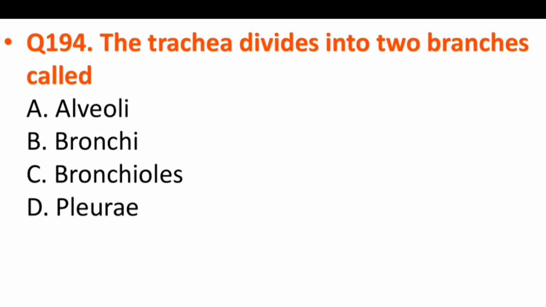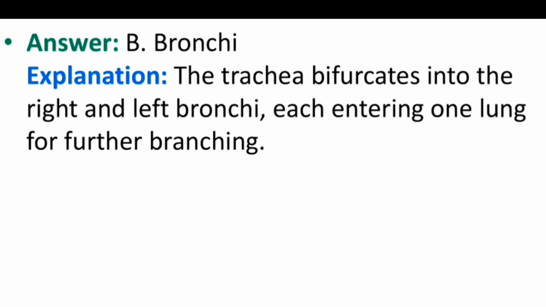The trachea divides into two branches called option A, alveoli, option B, bronchi, option C, bronchioles, option D, pleura. The correct answer is option B, bronchi. The trachea bifurcates into the right and left bronchi, each entering one lung for further branching.